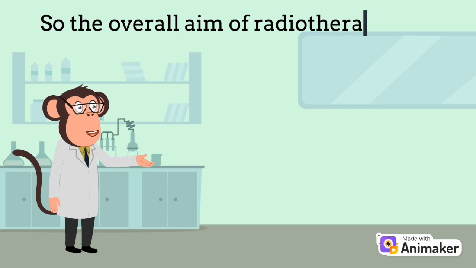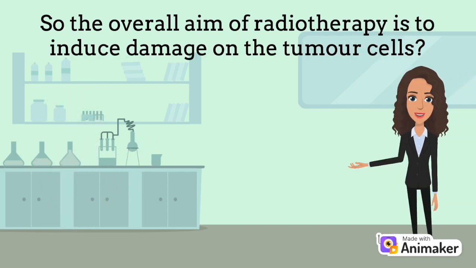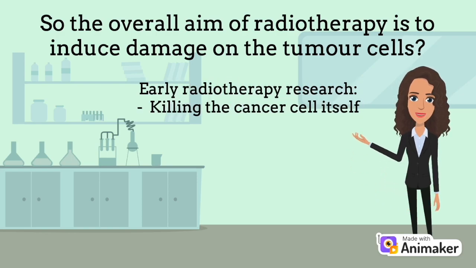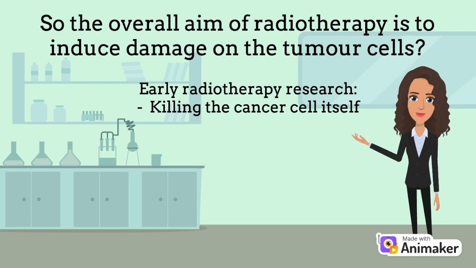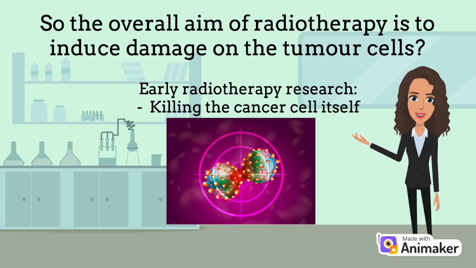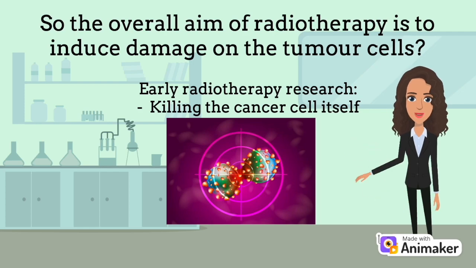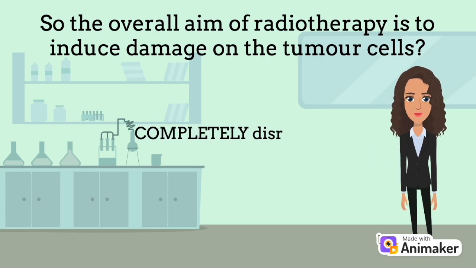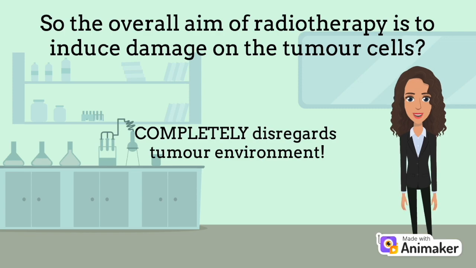So the overall aim of radiotherapy is to induce damage on the tumor cells? Yes. As a result, early radiotherapy research prioritized killing the cancer cell itself. This is through strategies such as increasing the dosage and image-guided RT. These allow accurate targeting and enhanced RT delivery through more precise dose deposition in the tumor, while limiting its delivery to vital normal structure. However, this completely disregards complex biological interactions between the tumor and the environment that it colonizes.